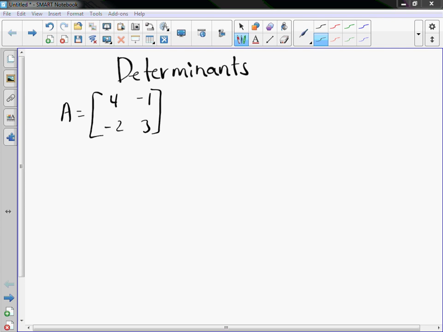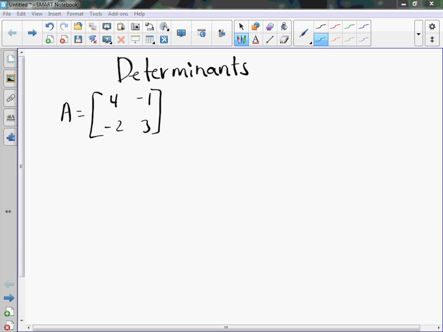Let's talk about determinants. We're going to use these determinants to help us find the inverse of a matrix, and then that'll help us solve matrix equations. So we're going to start off with a video here about determinants, a number that represents some of the data in the matrix for us.